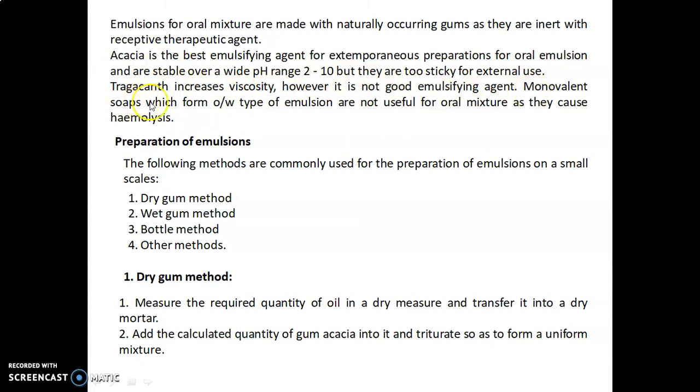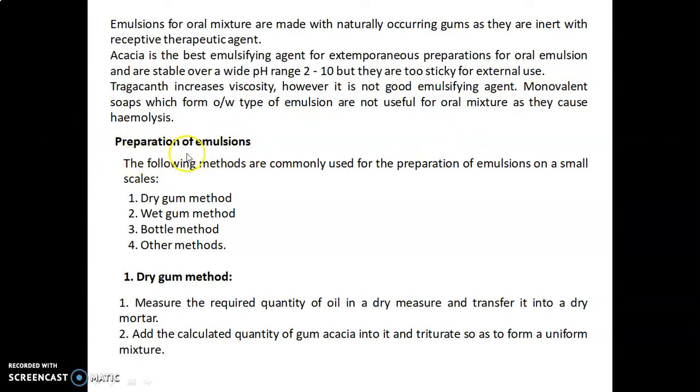The monovalent soaps form O/W, that is oil in water type of emulsion, in which oil is the internal phase while water acts as the external phase. This O/W type of emulsion is not useful for oral mixture as it causes hemolysis.